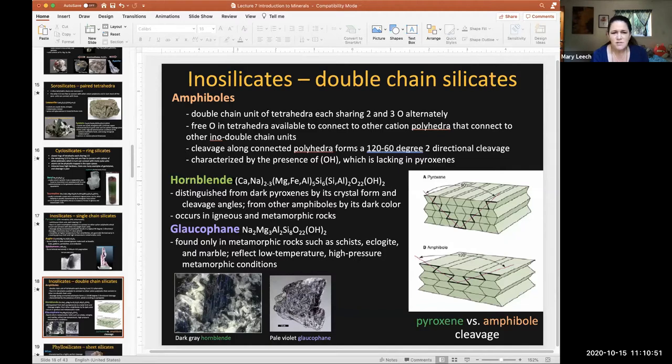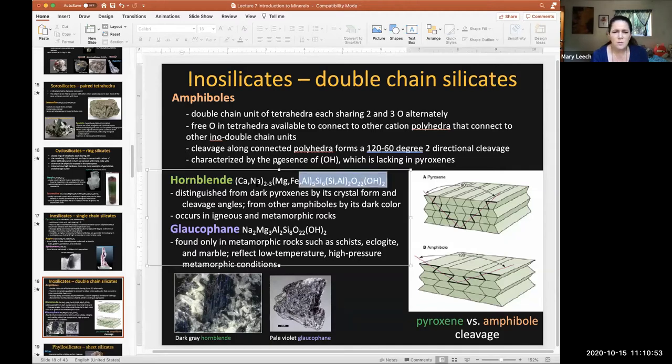It's just a trash can of elements here. It's almost got a little bit of everything. Calcium, sodium, iron, magnesium, aluminum, just all over the place. And it's a hydrous mineral too.